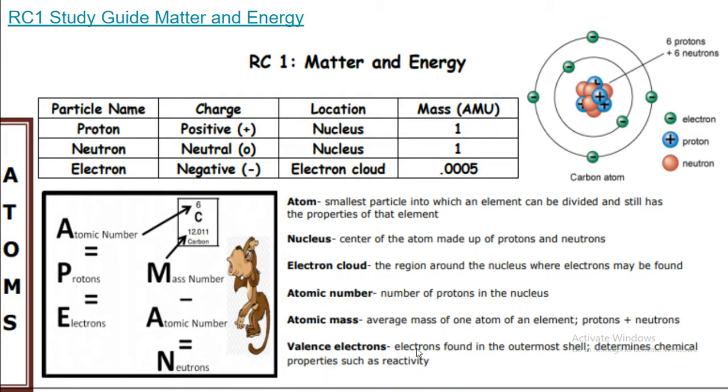Valence electrons can be found in the outermost shell. It determines chemical properties such as reactivity. So these are your valence electrons. They are involved with chemical reactivity. Remember, all atoms want to have 8 valence electrons in that outer shell to be stable. So if they do not have 8, they will react chemically to get 8.